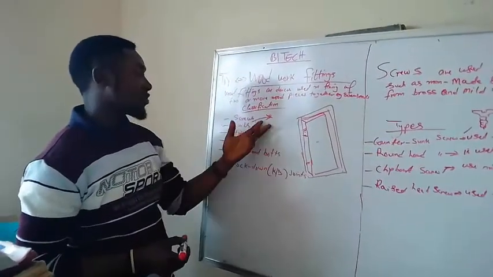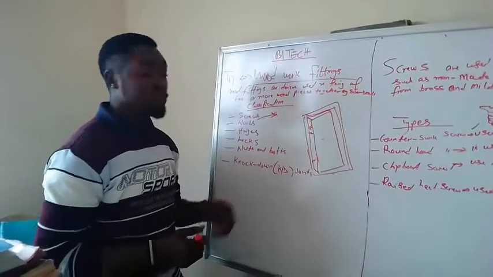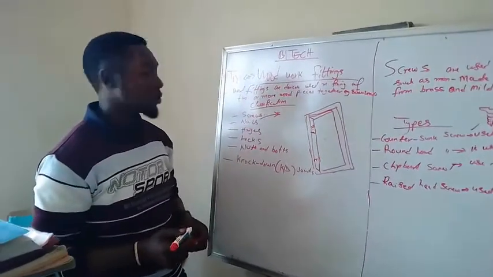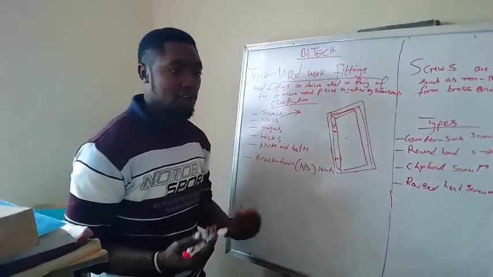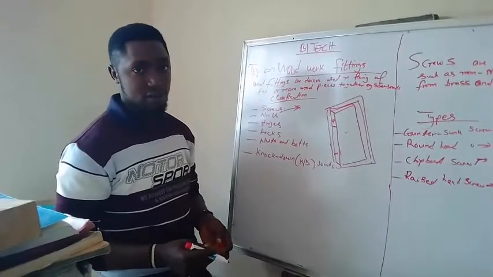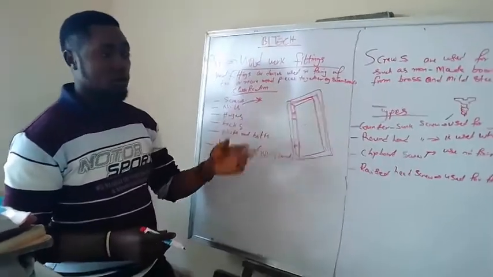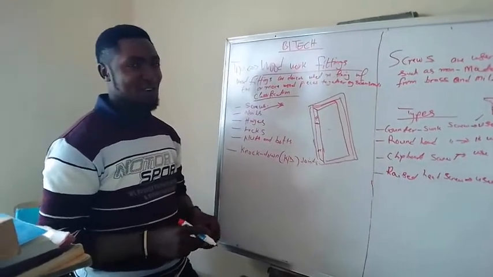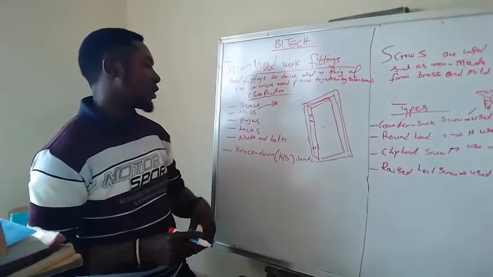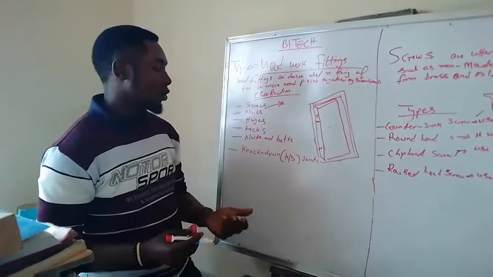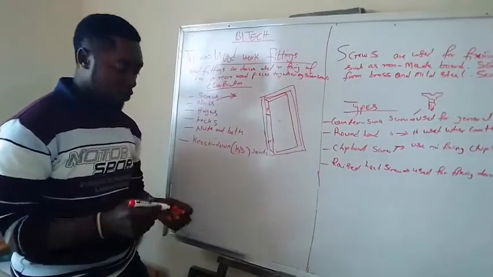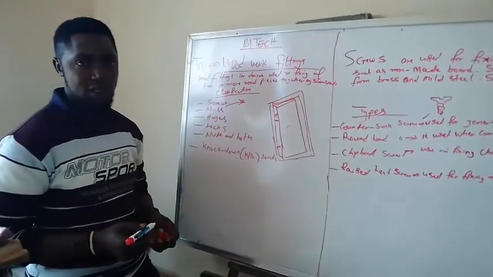Now, we have classification of fittings. Fittings can be classified into various groups. One of the groups is known as screws. We have screws, and then we have nails, hinges, locks, nut and bolt, and also knockdown joint. These are the few groups of fittings that we have in woodwork.